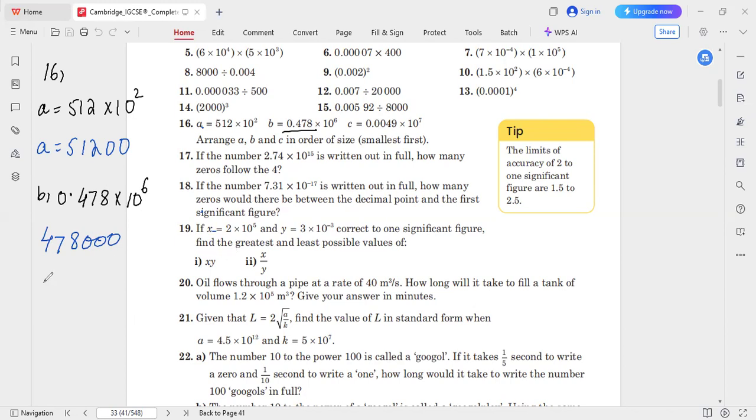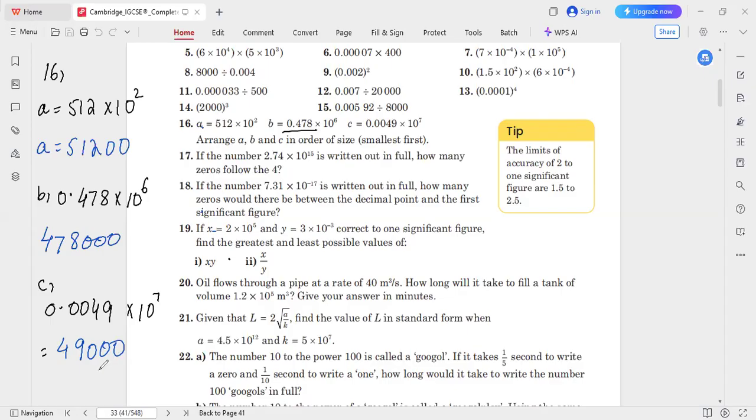The third one, part C, we have 0.0049 times 10 raised to the power 7. For this number, after the decimal point we have four digits and this is 10 power 7. To write this as a simple full number, I will count the digits after the decimal and then check how many zeros are remaining. I will write that down with the significant digits. So my number is 49,000.